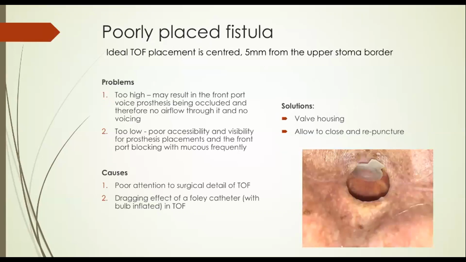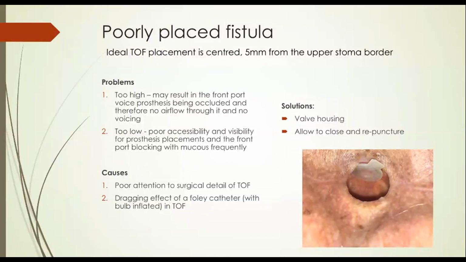Poorly placed fistula. So yeah, ideally we want the tract to be about 5 millimeters below that upper edge. If it's too high, like in this picture over here, it results in that front port of the voice prosthesis kind of sitting out, and when the patient tries to occlude, they actually occlude the prosthesis and they can't get airflow through that prosthesis. If it is too low and recessed, it's then also quite difficult for us to work through. But then the prosthesis can also just get blocked, the front of it gets blocked and airflow doesn't go through.